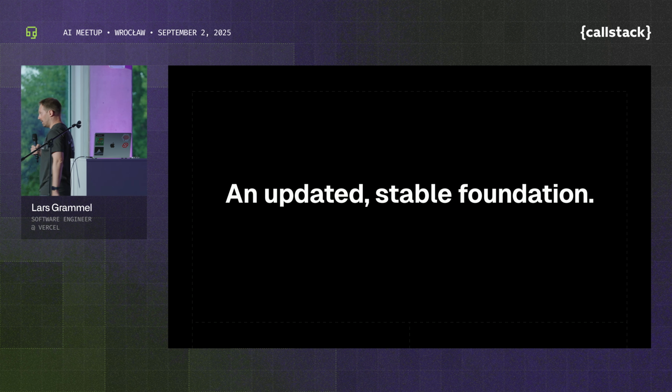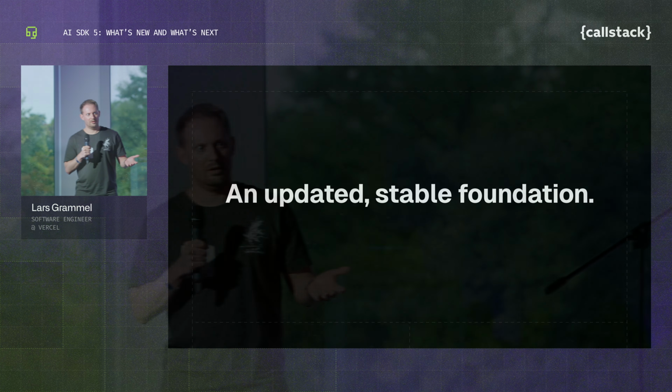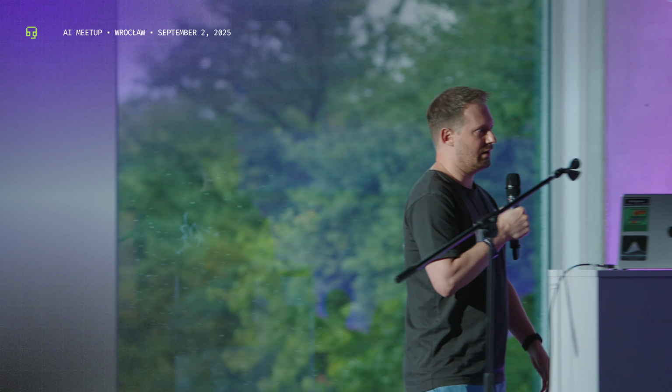So, an updated and stable foundation. What has changed? First of all, models are multimodal now. And that doesn't just mean that they take different modalities as inputs and outputs. It also means that these are ordered, right? It's not just a reasoning output and a text output and tool outputs. No, it's a reasoning output followed by a tool call, followed by a tool result, followed by more reasoning, maybe followed by text and image. And the order is actually quite important, right? So you need to have an ordered array of outputs. So that's a big change there.